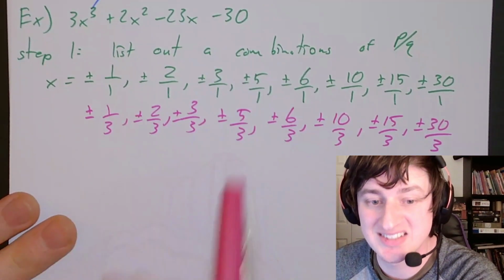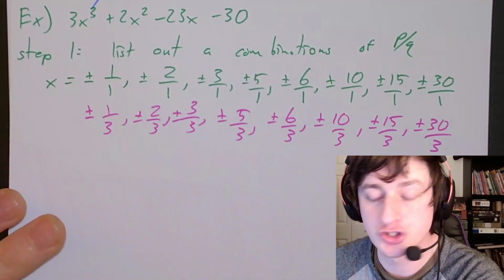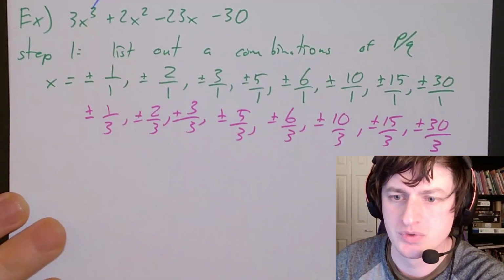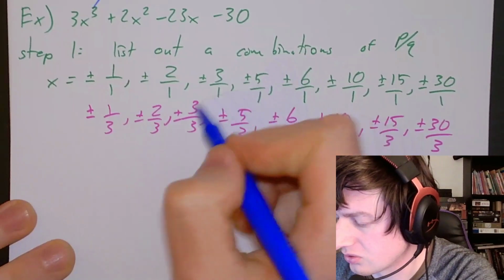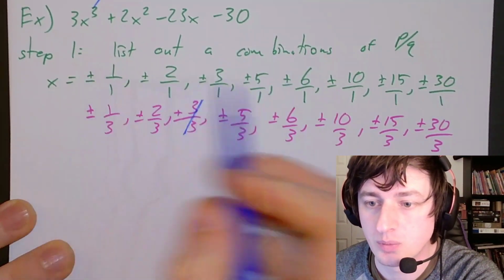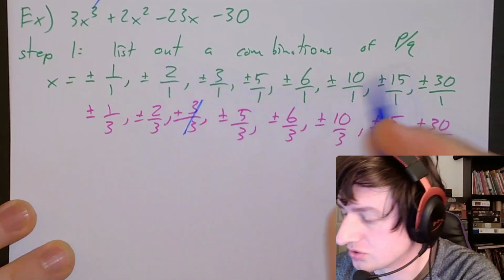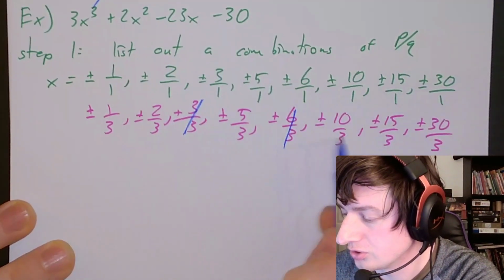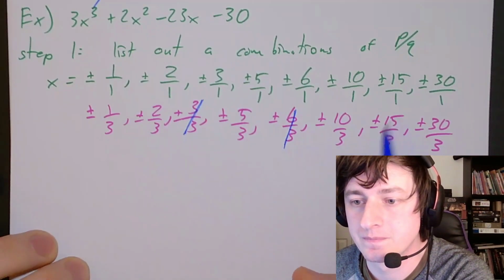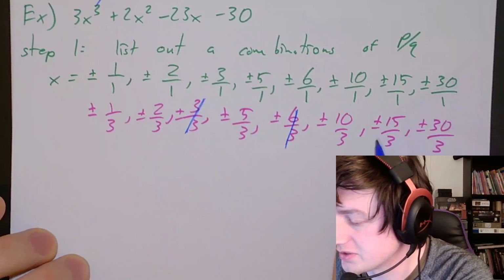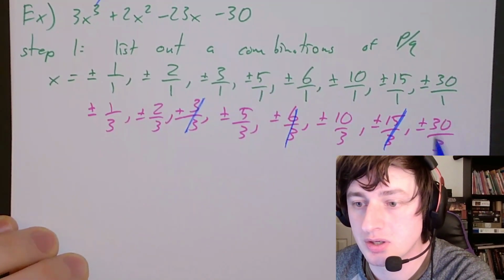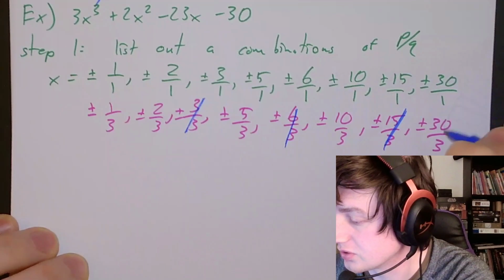Some of these fractions simplify and they show up as these things up here. So like we don't need to check 3 over 3 because that's just 1. We don't need to check 6 over 3 because that's just 2. We do need to check, well, we might need to check 10 over 3. 15 over 3 simplifies to be this 5, so we don't need that. And then 30 over 3 simplifies to be 10, and so we don't need that.